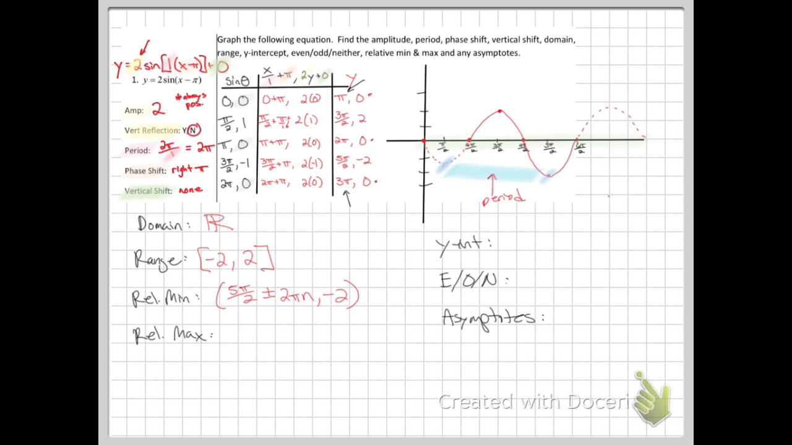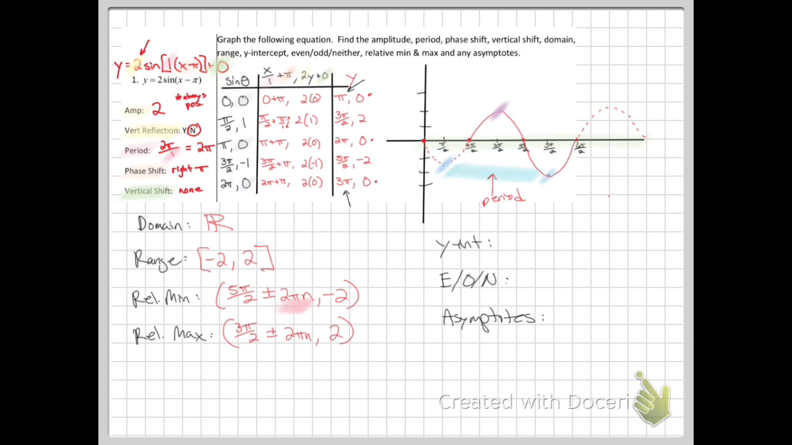So this is how you answer it. And this came in pink from our period. Same idea for relative max. Relative max, top of a hill in our solid curve, is right there. That one that I happen to have graphed is at 3 pi over 2. But they repeat every period, so plus or minus 2 pi n. And the y value of the maximum is +2.